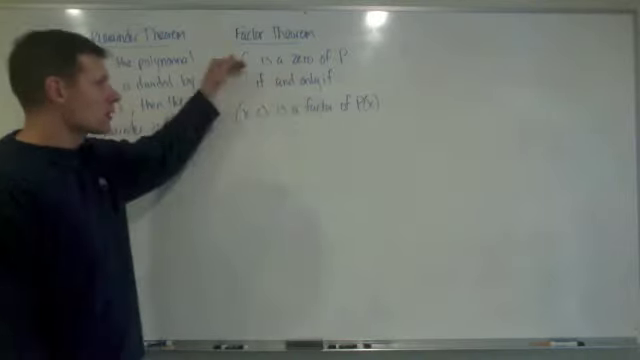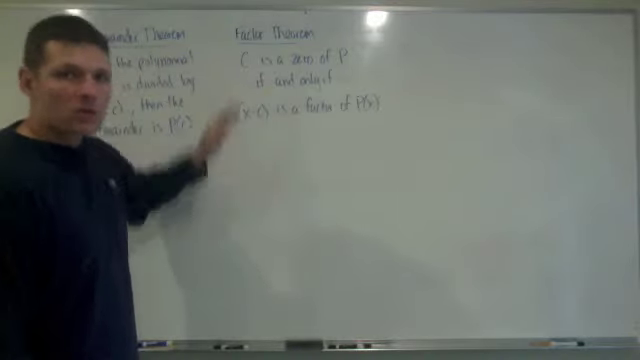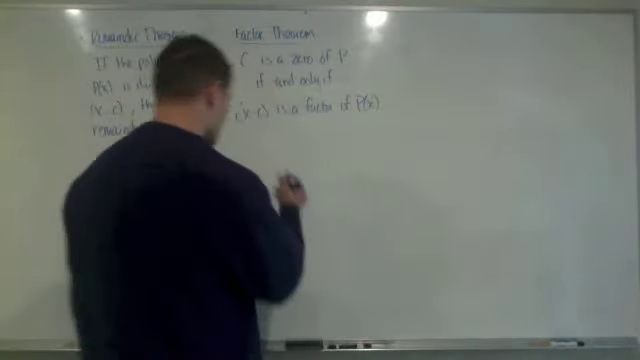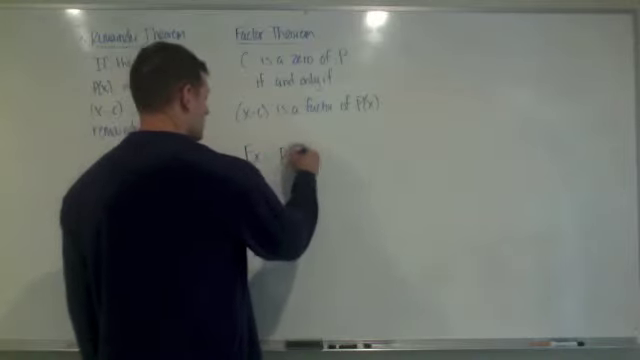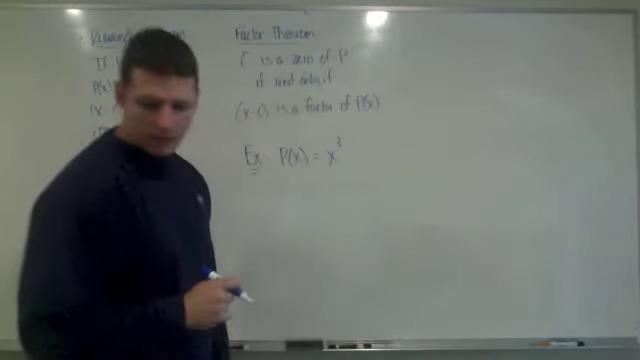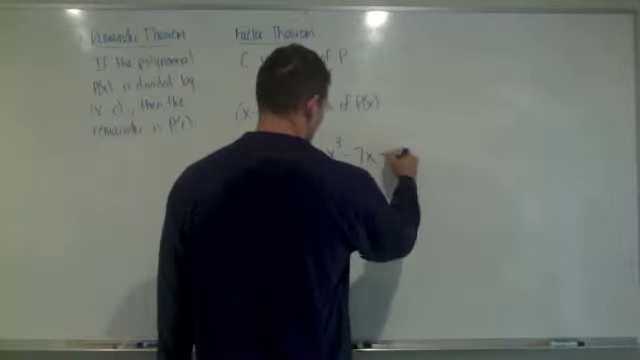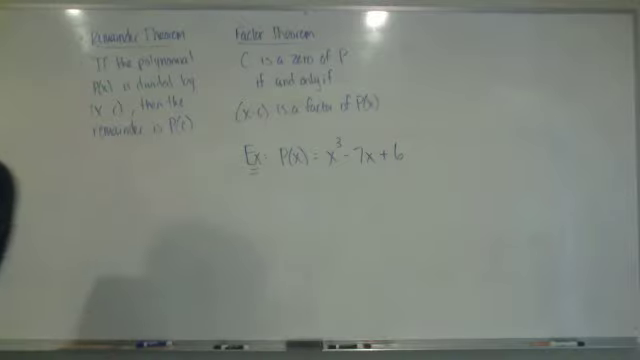And what we can do is use the remainder theorem along with the factor theorem to factor things that we probably haven't been able to factor before. For example, suppose p of x equals x cubed minus 7x plus 6. Suppose I have x cubed minus 7x plus 6, and I want to factor that thing completely.